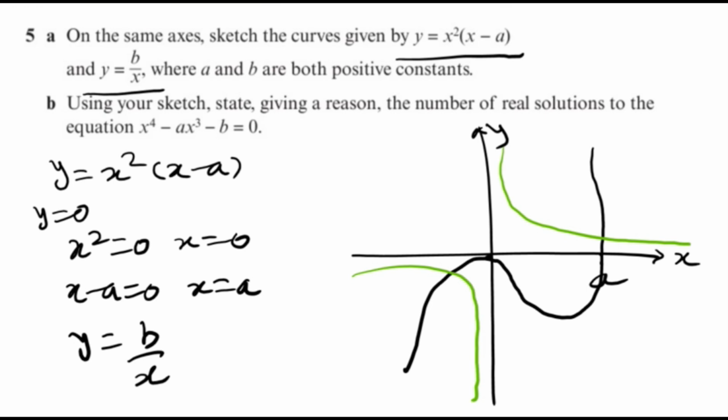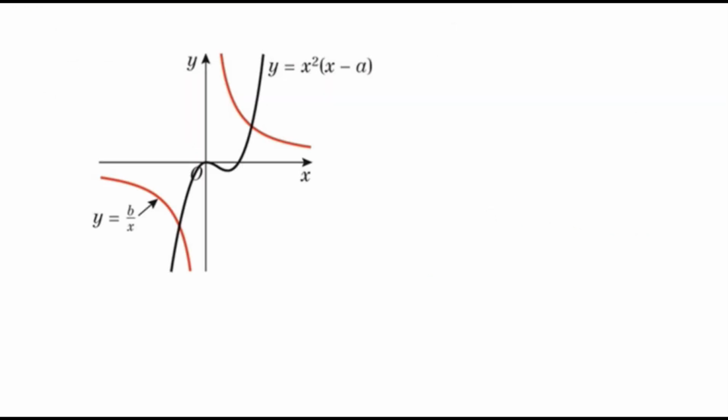Now part B. Using your sketch, state giving a reason the number of real solutions to this equation. Now we know we have to find the real solutions. We have to equate these two graphs. So let's do that one. Now this is how the graph really looks like. We have two equations here, x squared into x minus a is equal to b over x.